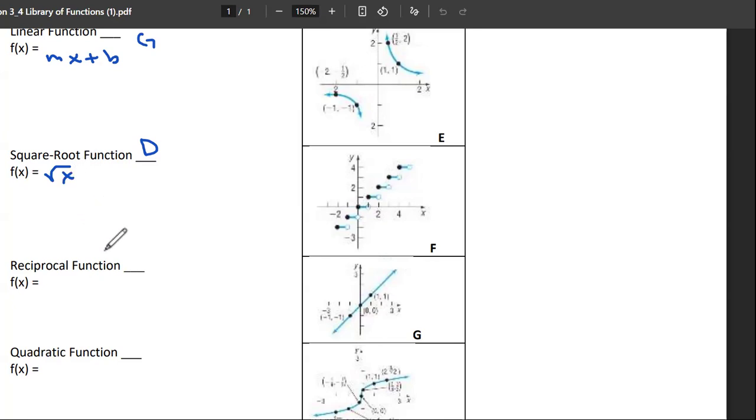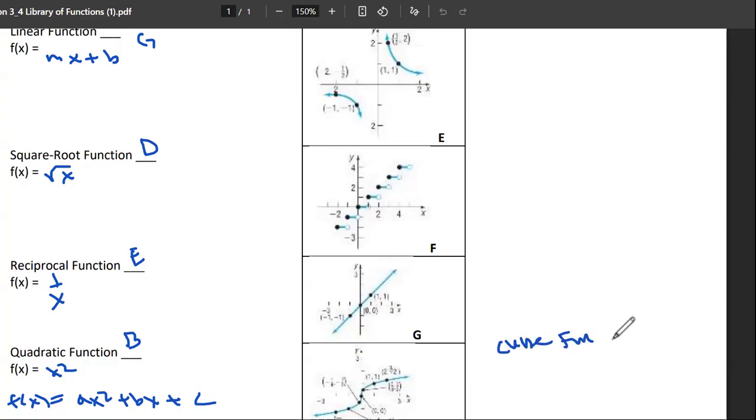The next one is the reciprocal function. The answer to that is e, and that can be written as f of x is equal to 1 over x. The quadratic function is b, and that can be written as f of x equals x squared. Sometimes, again, that can be written as ax squared plus bx plus c. And then for the last one, the cube function, the answer is capital C, and f of x is equal to x to the third power.